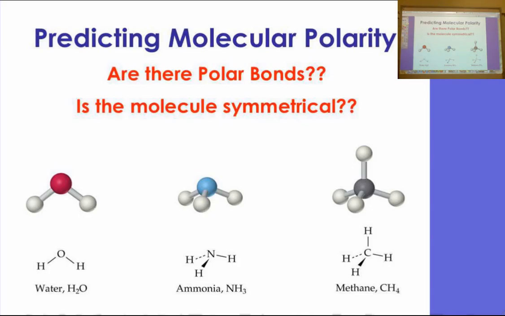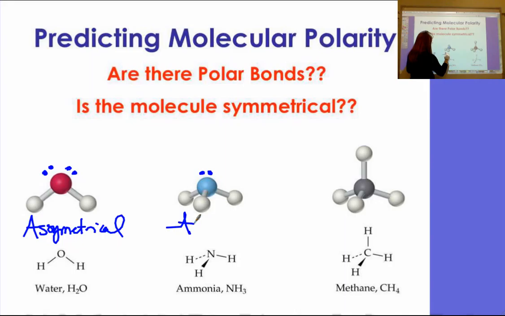How about these examples? Here's water with its Lewis structure. We said it has a lone pair, so this is asymmetrical. And this guy also has to have a lone pair, so it's also asymmetrical. Water and ammonia are both asymmetrical.